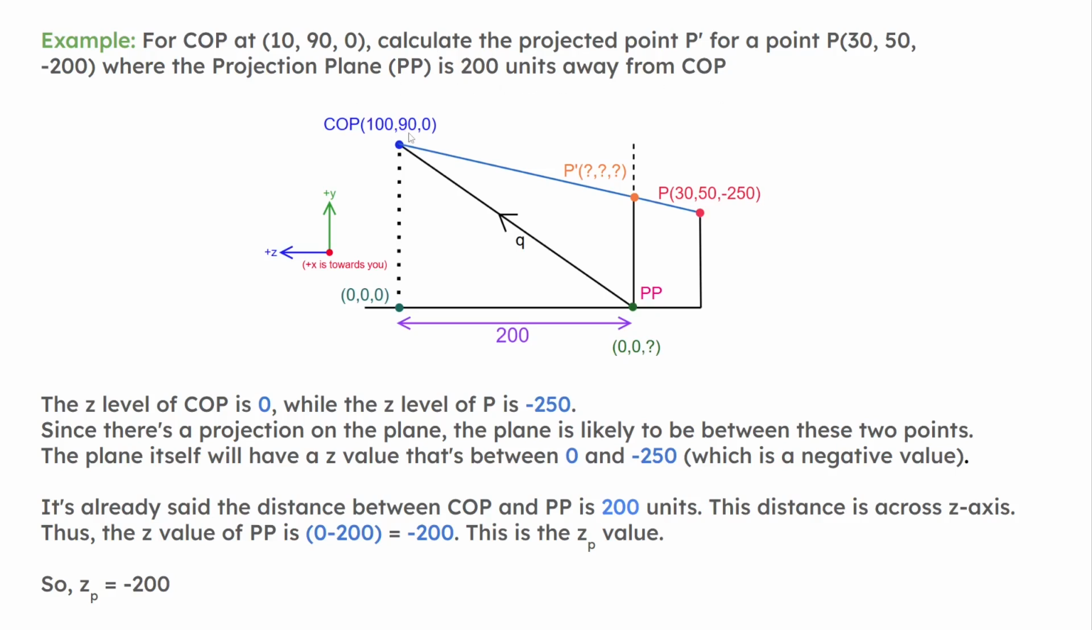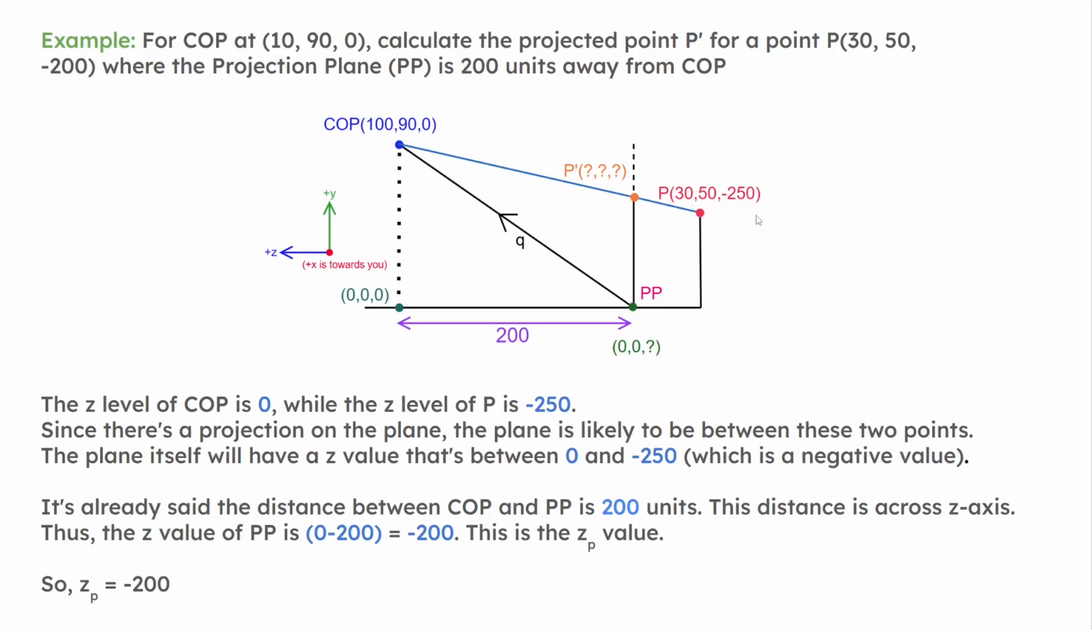Now notice that the center of projection has a z value of 0, and our target point has a z value of minus 250. To our best knowledge, the projection plane must appear between these 2 points. So the z value of our projection plane must be between 0 and minus 250.